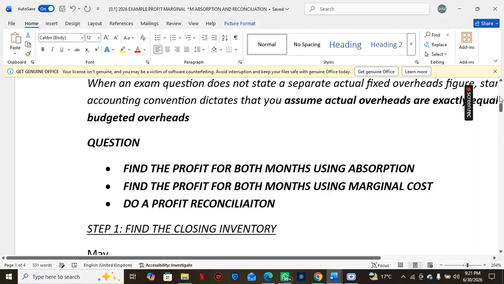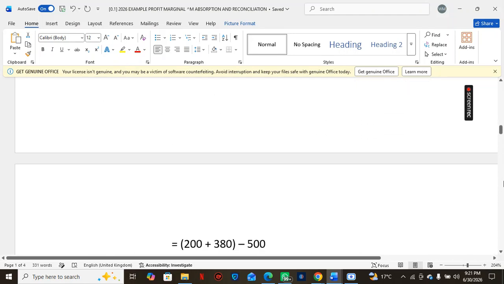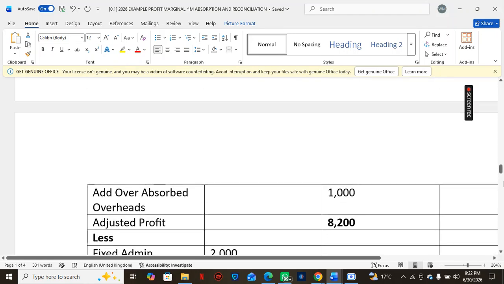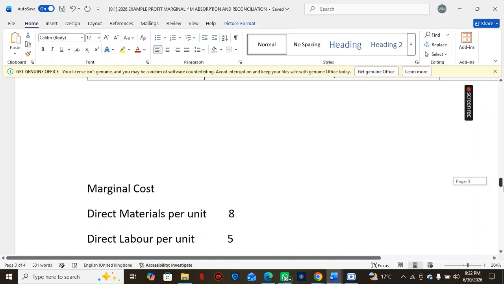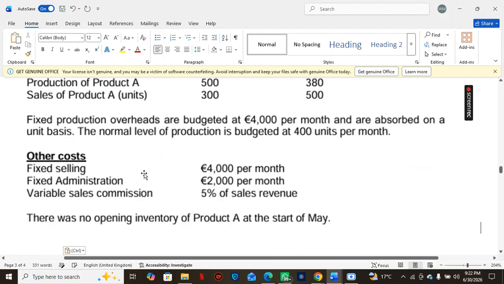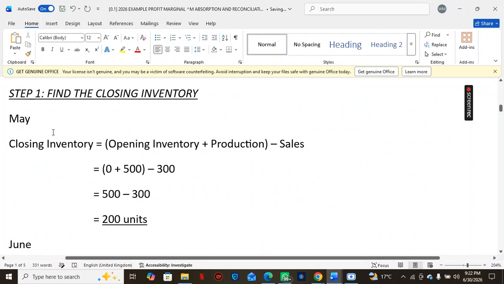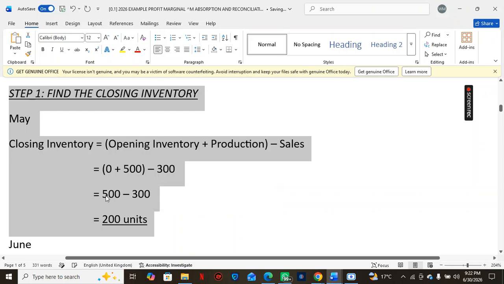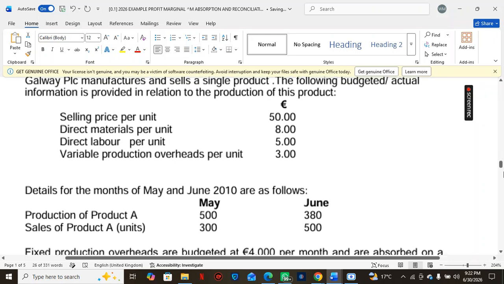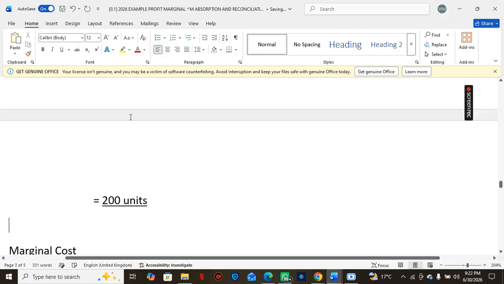Okay, so let me just bring this information here. So usually step one is to find the closing inventory. We already calculated it when we were dealing with absorption costing. So we get the closing inventory for May. This can usually be your step one. So how do you get your closing inventory?